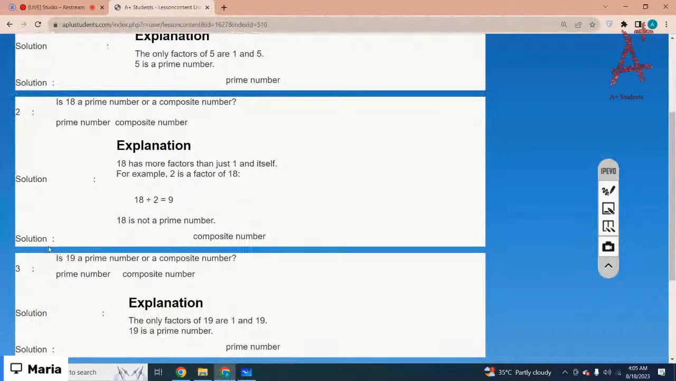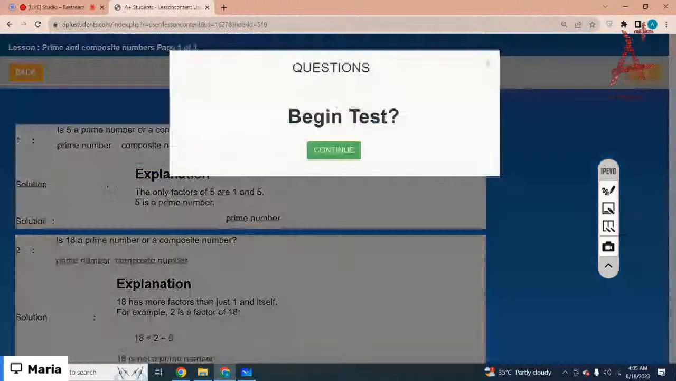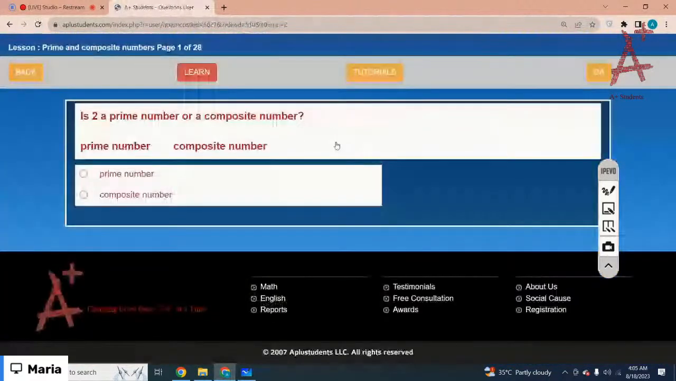The next example: is 19 a prime number or a composite number? Which is the correct option? 19 times 1 is 19. We don't have any other two numbers that can make 19, right? So that means yes, 19 is a prime number. Let's start with the practice questions. Is 2 a prime number or a composite number? Which is the correct option? 2 is the smallest prime number, right? So the correct option is yes, it is a prime number.